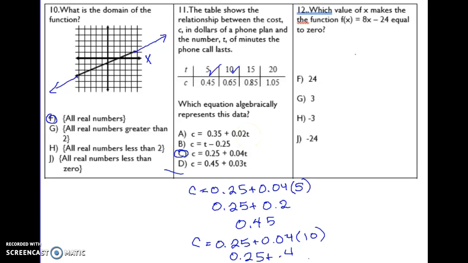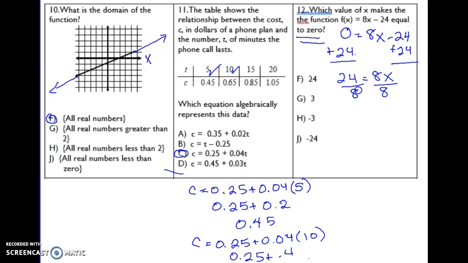All right, number 12, which value of x makes the function f of x equals 8x minus 24 equal to 0? So we want to figure out what value of x makes this 0. So we're finding the 0 of a function. So if I did that, I'm going to put 0 here, and I'm just going to solve for x. To do that, I'm going to add my 24 to both sides. And when I do that, I get 24 is equal to 8x, and then I divide by my 8. So x is actually going to be equal to 3.